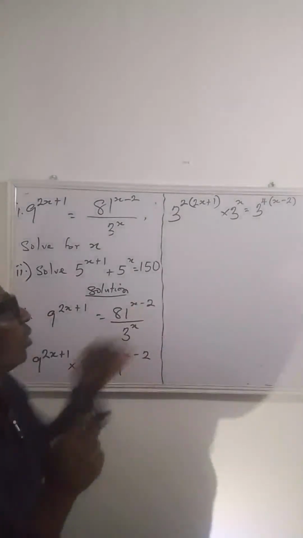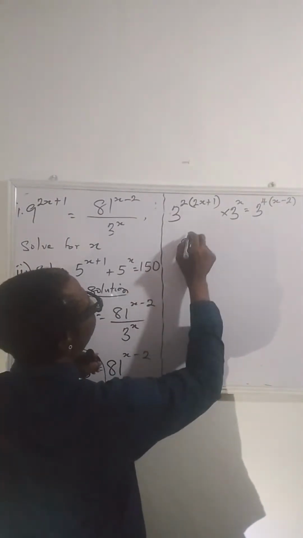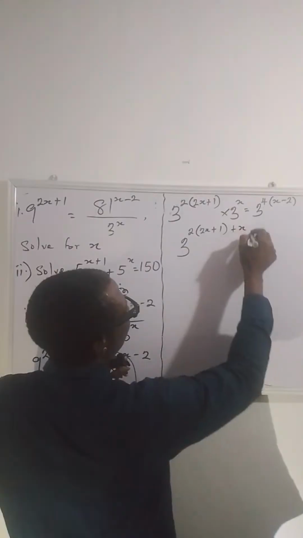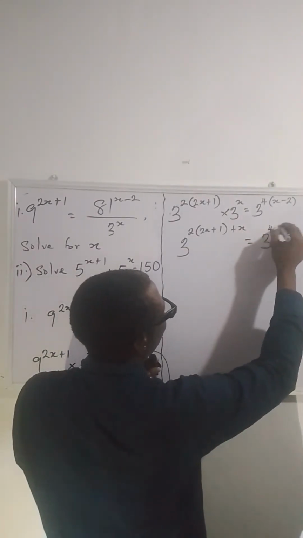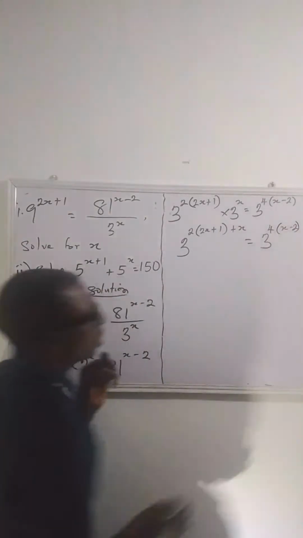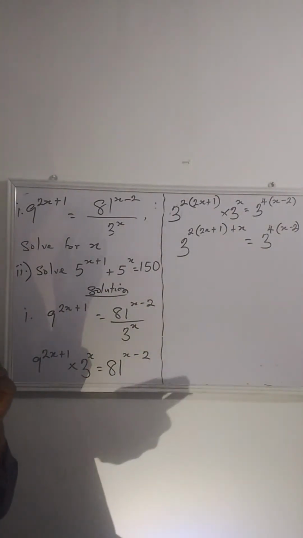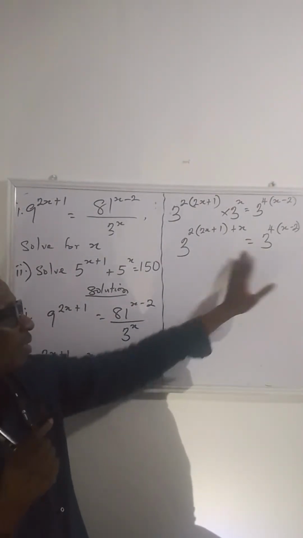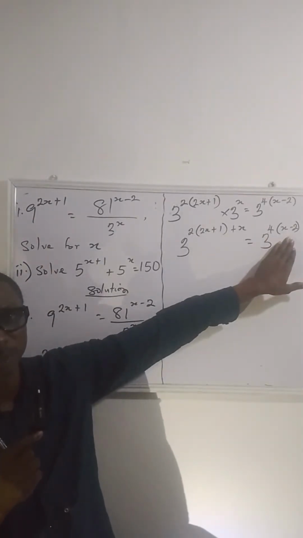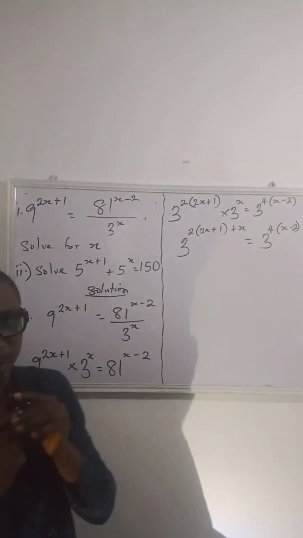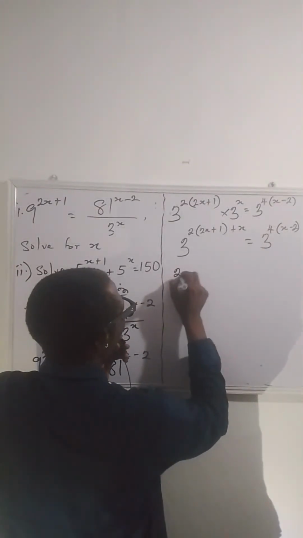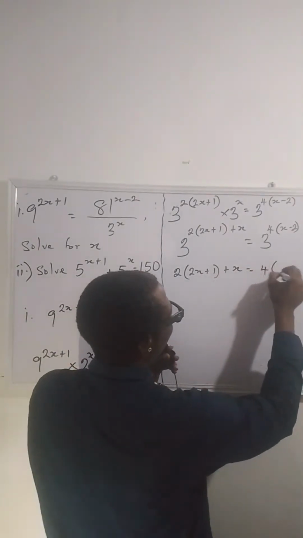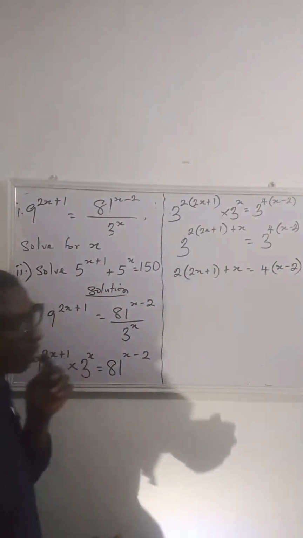So now this turns to 3 raised to the power of 2 times 2x plus 1 plus x equals 3 raised to the power of 4 times x minus 2. Okay, hope you get that. All right, so now you look at this. The base is the same. Once the base is the same, the powers too must also be the same. So in this case, you equate the powers. So we have 2 times 2x plus 1 plus x equals 4 times x minus 2. Okay, can you see that?